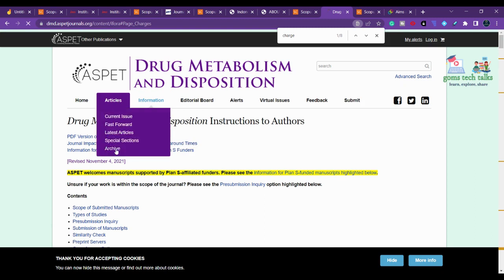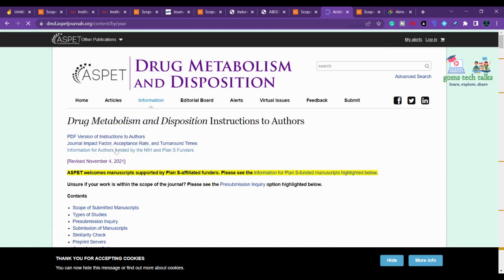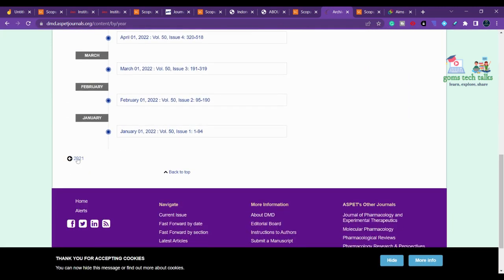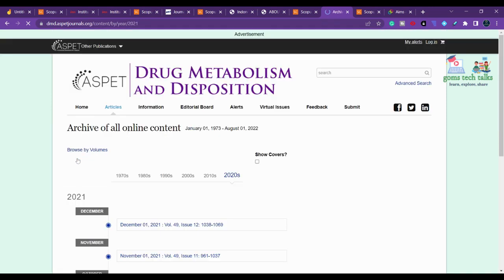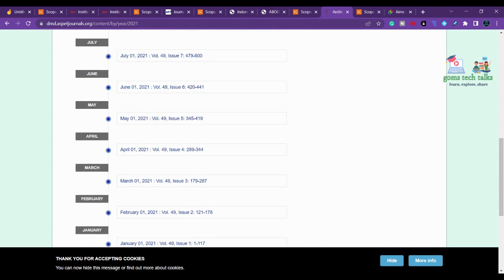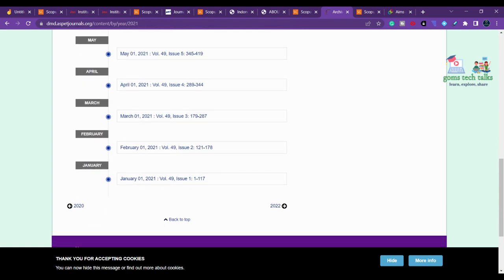Okay, so here you have archives. If you click on the archives, you can see that in 2021, I hope they are publishing nearly 12 issues per year. So every month they have published. Okay, so 12 issues per year. So it will be processed fast.